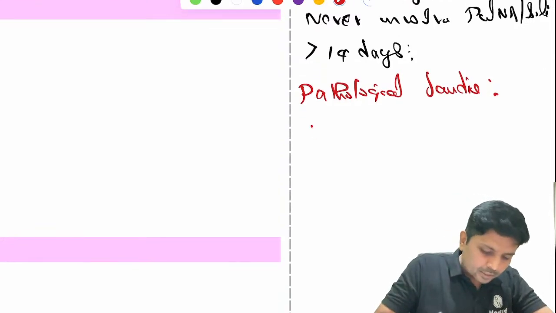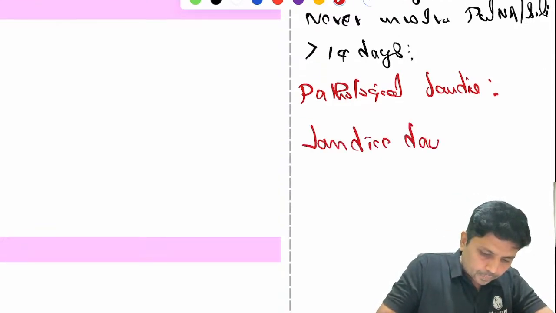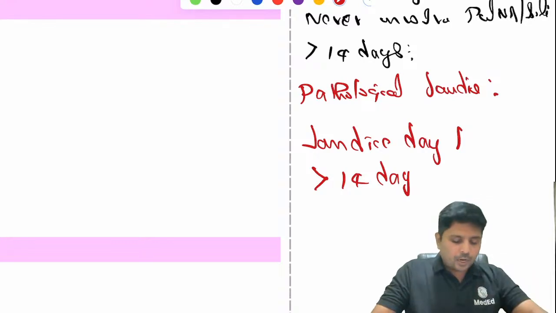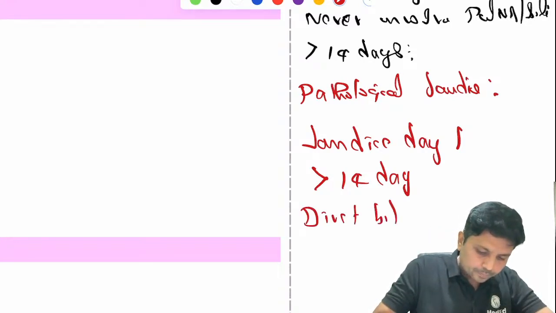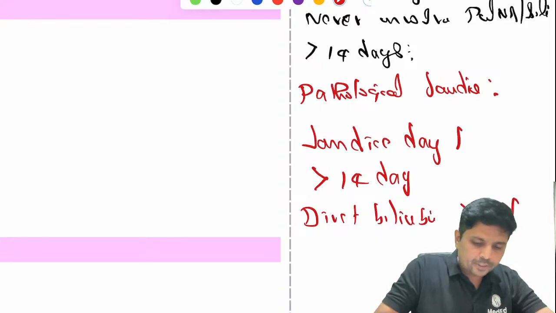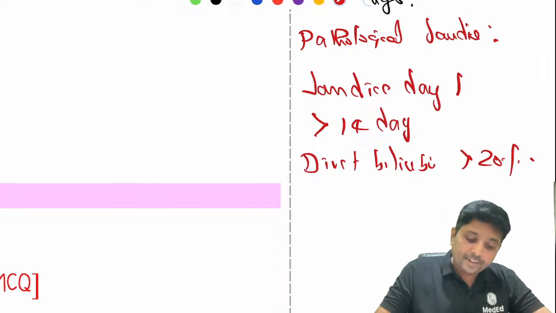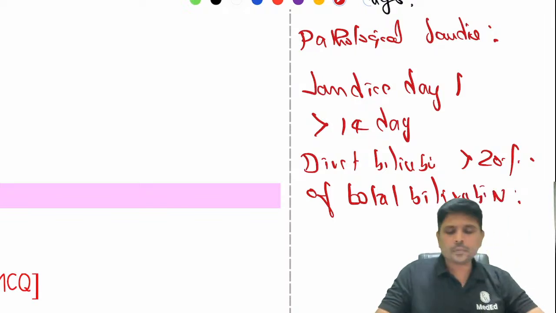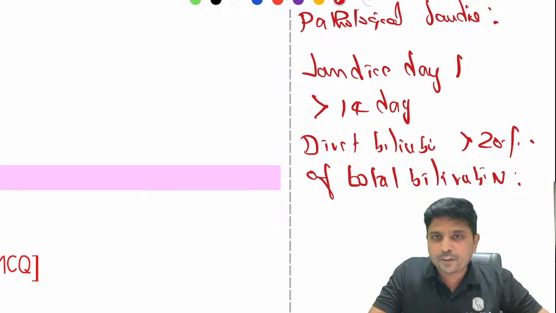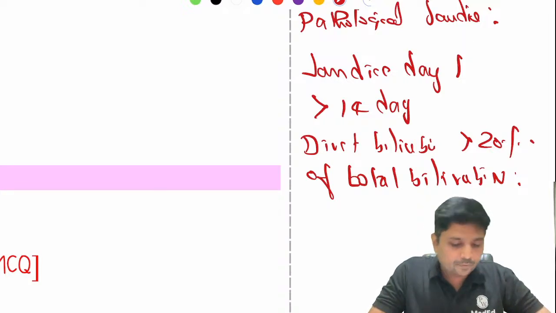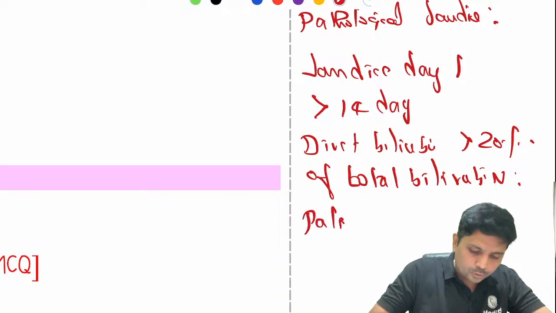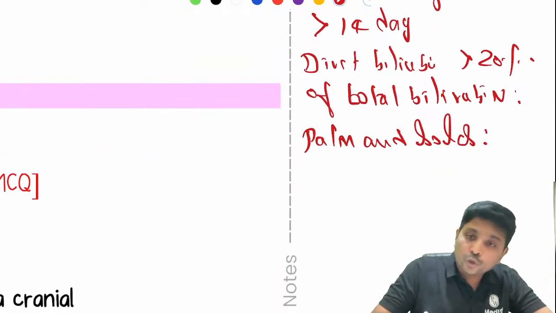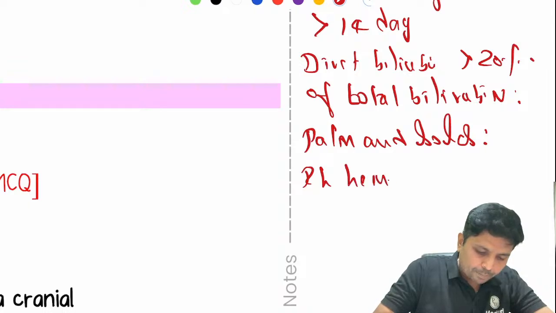Pathological jaundice is jaundice that appears on day 1, usually RH hemolysis. Jaundice that crosses 14 days. Jaundice in which direct bilirubin is more than 20% of total bilirubin. And jaundice that involves palms and soles. This is pathological jaundice. It can be due to RH incompatibility.